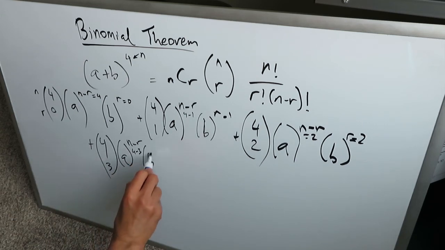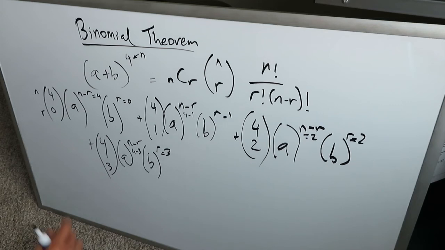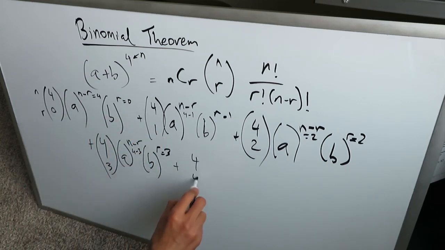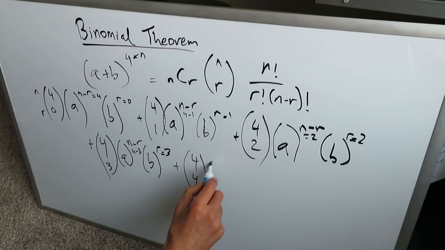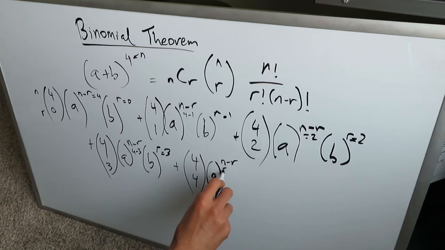What happens to b? b is always r. Here r happened to be a 3. I'm going to write this out all cleanly right after this. And last term, the fifth term. n, r, 4 and 4, when these even out, the same numbers, you know you're going to stop. Here again exponent n minus r, which will be 4 minus 4, which will turn out to be a 0.